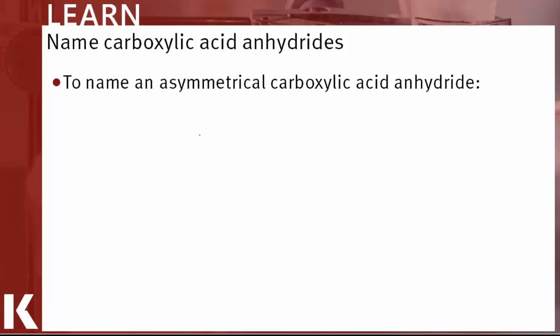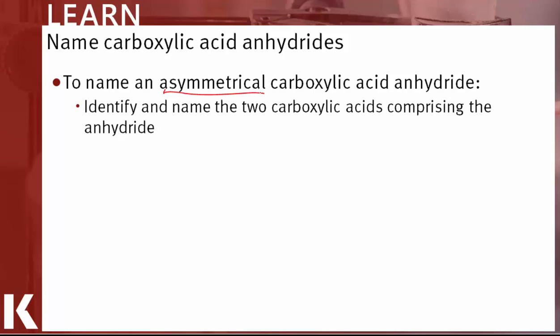Now when you're faced with an asymmetrical carboxylic acid anhydride, it's going to be very similar. We still want to think about breaking the anhydride apart into its 2 corresponding carboxylic acids. For example, we have 3 carbons on the left and 4 carbons on the right. So if we break this apart into carboxylic acids, just name them separately. The carboxylic acid on the left is going to be propanoic acid, since it has a 3-carbon chain. And the carboxylic acid on the right is going to be butanoic acid with its 4-carbon chain.